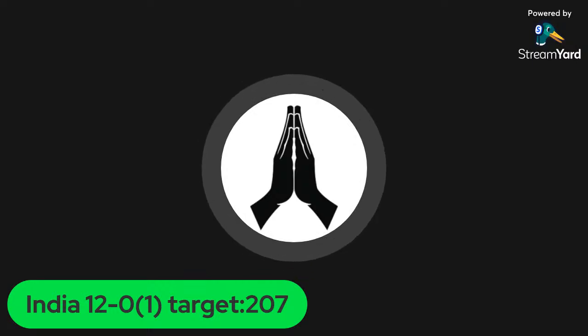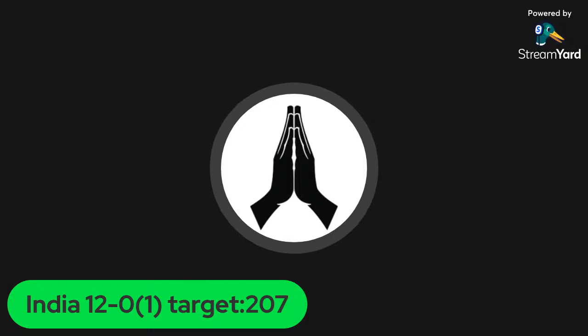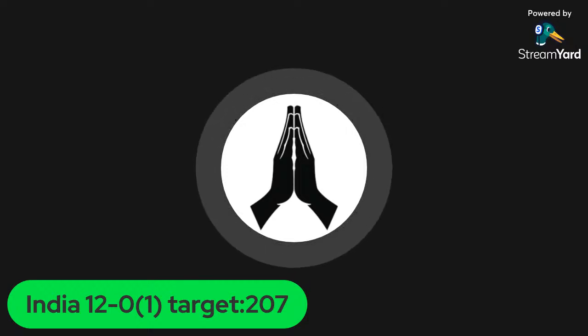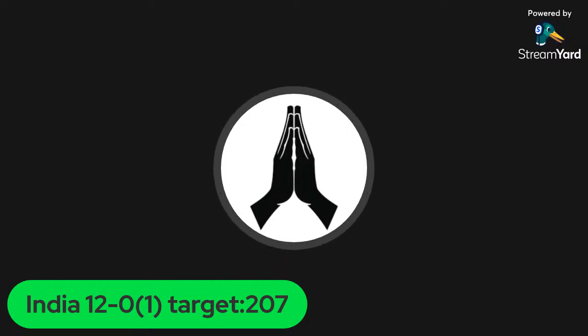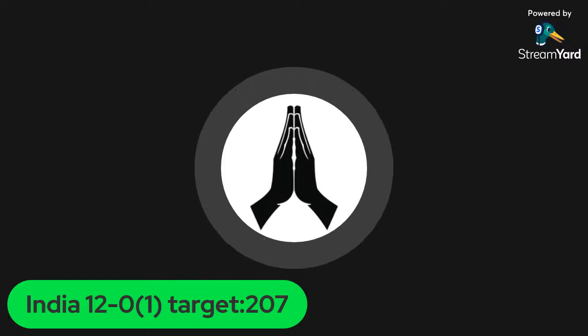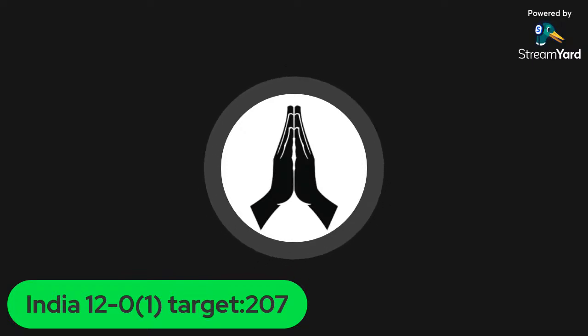Beautiful shot. Look at his bat swing. He has a good bat swing. He has done a good job as an opener and he has done a good job in the middle order. He has done a good job as a finisher. He has played everywhere in his IPL career so far. He's a good batsman, man.